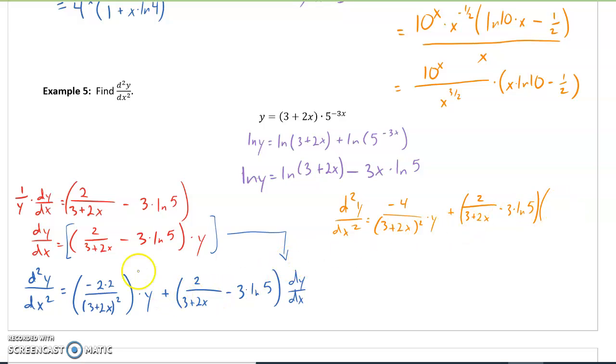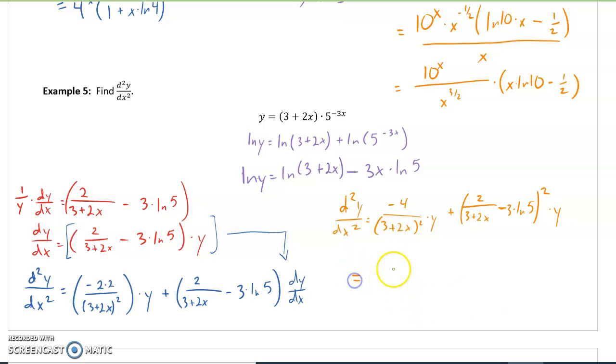And then I'll go ahead and replace dy dx with what we know it to equal. And interestingly enough, that 2 over 3 plus 2x minus 3 natural log of 5 shows up twice here. So I'll go ahead and save myself some headache and do a squared here, and then just multiply that. I don't need those parentheses anymore. One of these factors is from this, the other one is from this, but they're both there, and then we also have the times y.